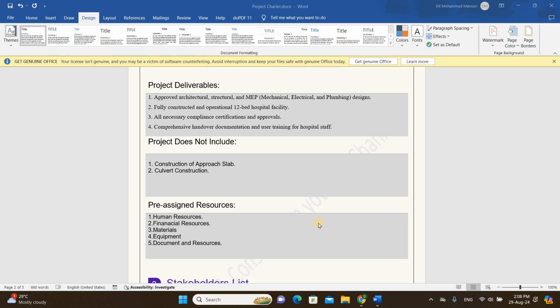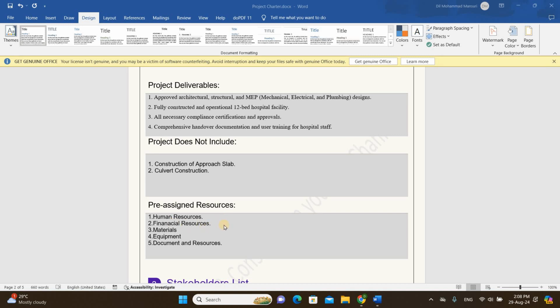Pre-assigned resources. These are the resources assigned to the project when we get formal agreement to the plan for the execution of work. We should have human resources, financial resources, materials, equipment, and documents, all assigned to the project for smooth execution. You can also briefly write about human resources like the project manager, engineer, and supervisor, who are all involved in this project.